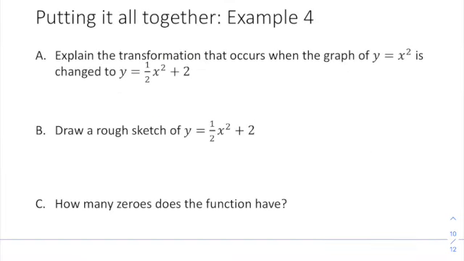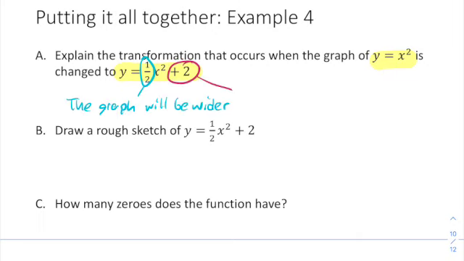Again, we're being asked to explain the transformation from the parent function y equals x squared to this new function. Just like the last problem, we're going to talk about the scalar first, and since 1/2 is smaller than 1 and larger than 0, it's going to make the graph wider. And then this +2 is going to tell us that the graph is going to shift up 2. And now we've explained the transformation.